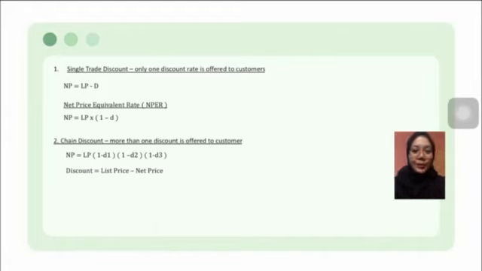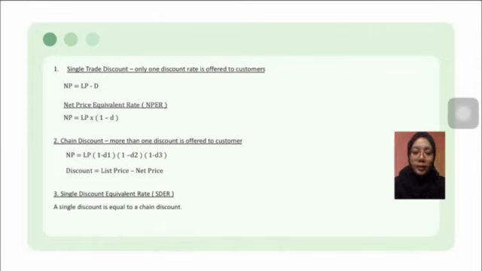The last subtopic for trade discount is the single discount equivalent to chain discount, which is called SDER. This means a single discount which is equal to a chain discount. The formula for SDER is 1 minus (1 minus D1)(1 minus D2)(1 minus D3).